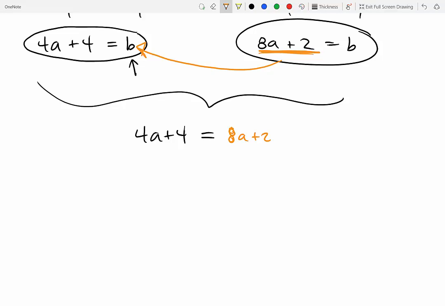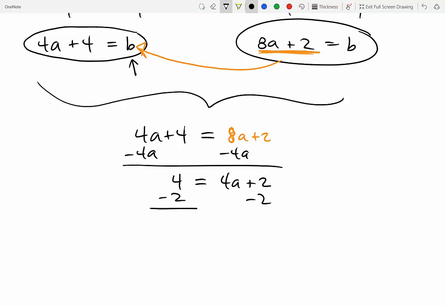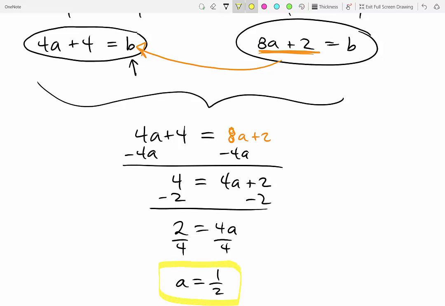So now I have an equation with just one variable, and to solve this just requires some simple algebra. Let me first subtract 4a from both sides, giving me 4 equals 4a plus 2. Then I can subtract 2 from both sides, giving me 2 equals 4a. And finally, dividing by 4 on each side gives me a equals 1/2. That is an important answer. Let's highlight it here. And that's one of the answers we need for this question.